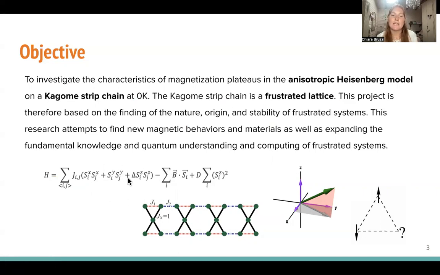And the Kagome strip chain is this lattice structure on the bottom, and it's simply just a geometric arrangement of atoms. The Kagome strip chain is a frustrated lattice. So as you can see here on the bottom right, that means that the spins do not cancel each other out. And this project is based on the finding of the nature, origin, and stability of these frustrated systems. It attempts to look at new magnetic behaviors and materials, as well as expanding the fundamental knowledge and quantum understanding and computing of these systems.